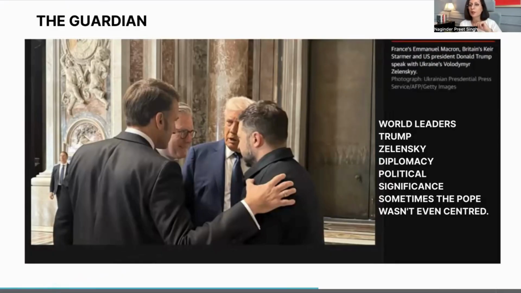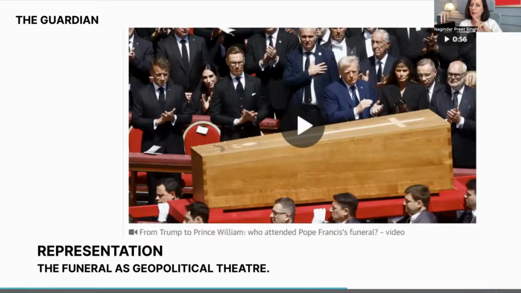Now, let's look at how The Guardian covered the same event. Now, in this image, we are looking at world leaders. Trump, Zelensky, we are looking at diplomacy. There is a focus on political significance. And in some of the images, the Pope wasn't even centered. We have the leaders of France, Britain, the US and Ukraine standing and talking to each other. Again, in this image, you're looking at a number of world leaders who are standing. You could see them. So here, the representation works such that the funeral works as a geopolitical theater.